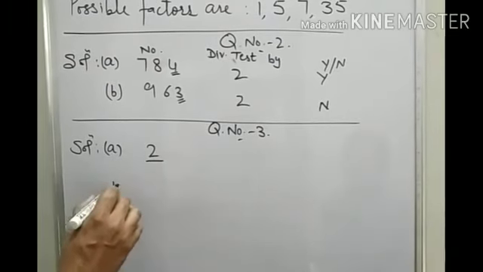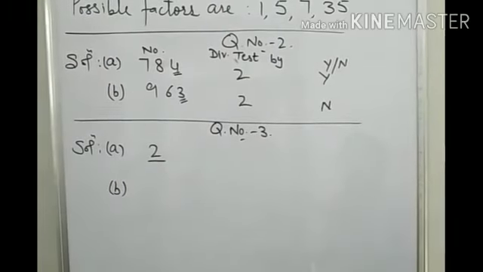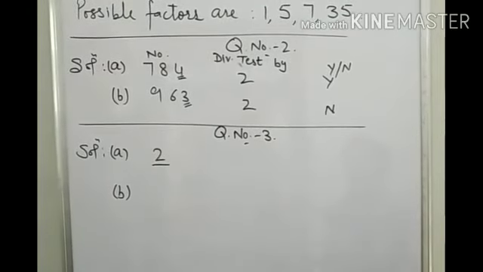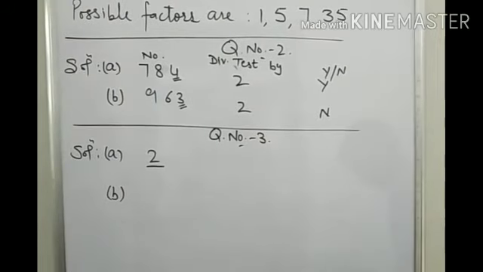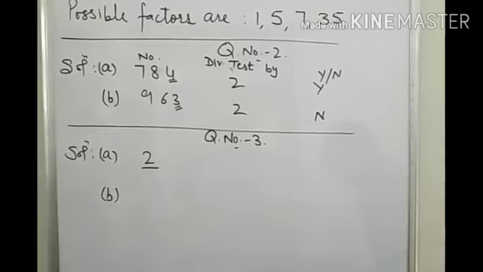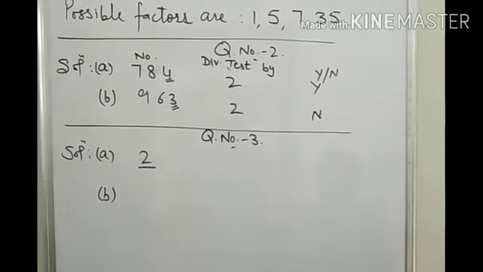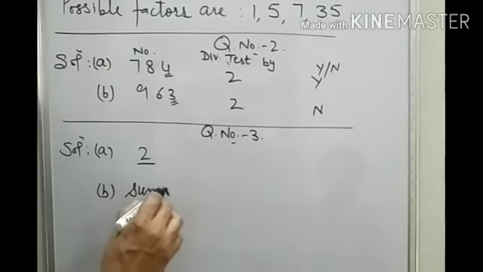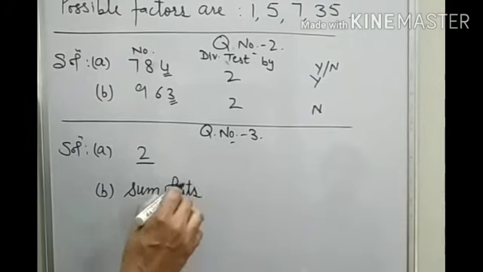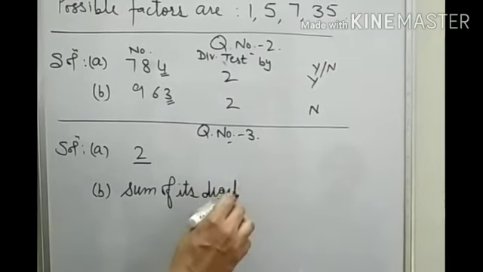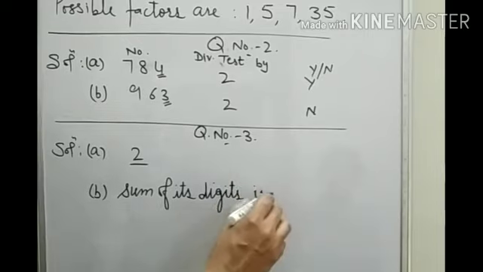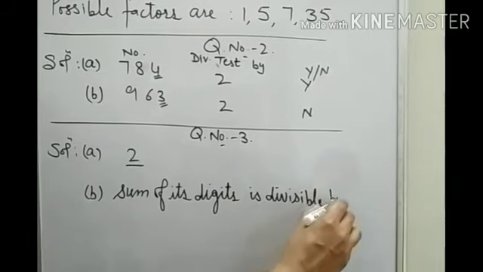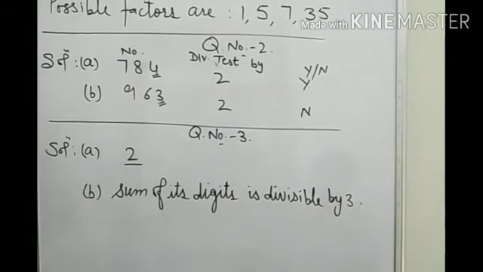Now come to part B. In part B, the fill in the blank is: a number is divisible by 3 if dash. You know it very well that if the sum of the digits is divisible by 3, then the number will also be divisible by 3. So what we will fill here is: if the sum of its digits is divisible by 3.